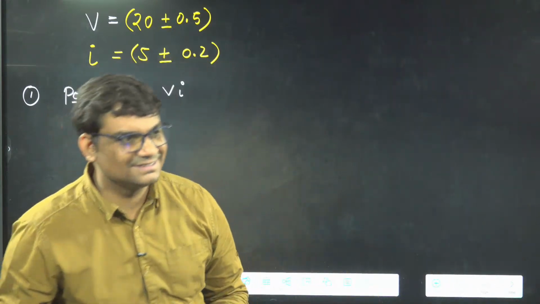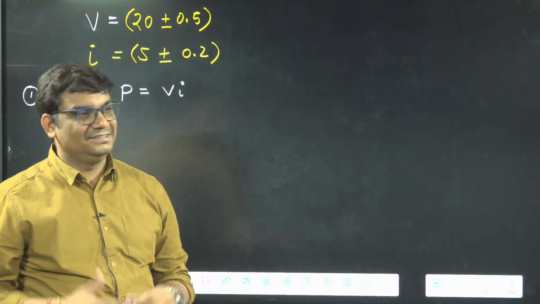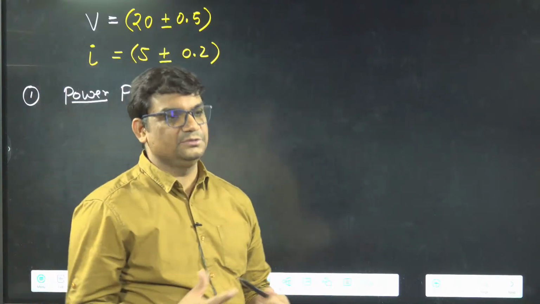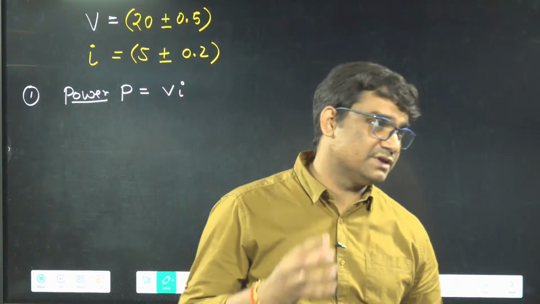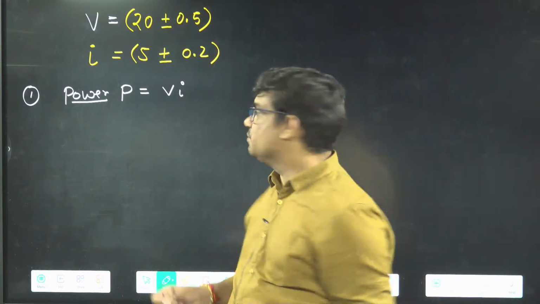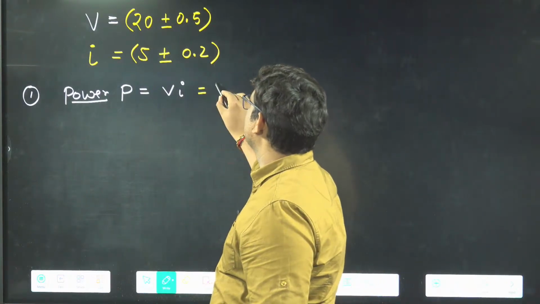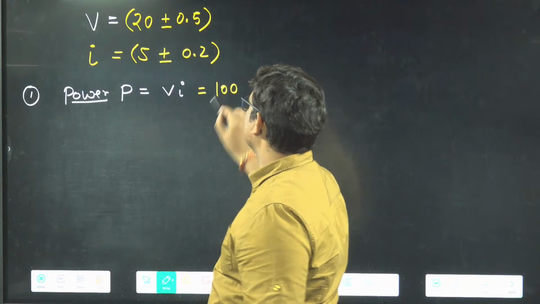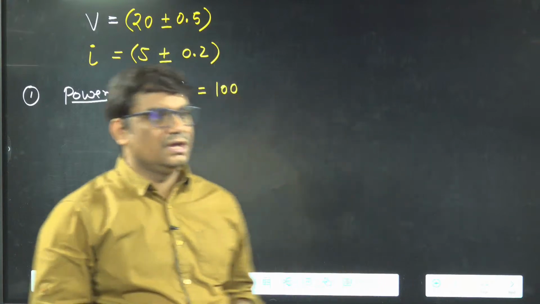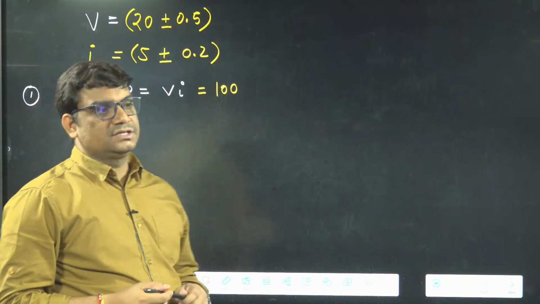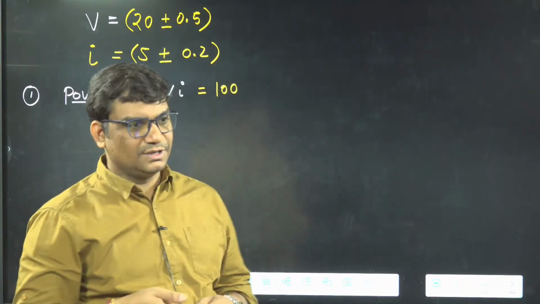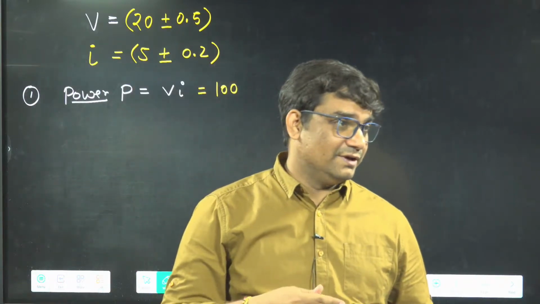Tell fast. This much time is not given to you. You will not have that much time. You have to answer very fast. Power is V into I, so we can multiply first of all. This is going to be 20 into 5, 100. Then we need to find the error here. Sasi got the answer. Okay. Very good.